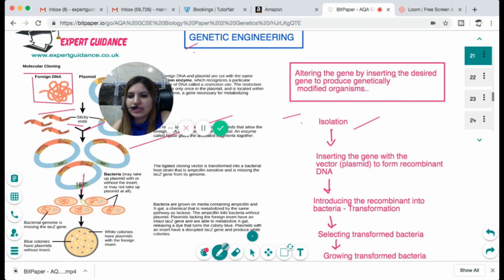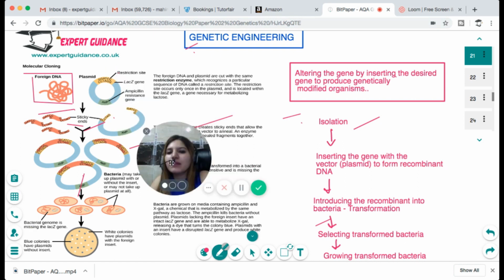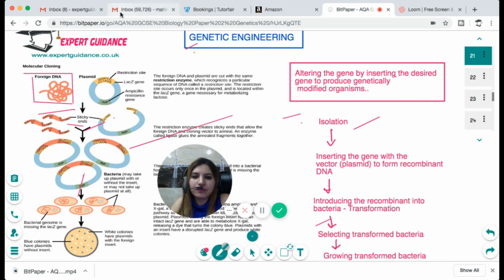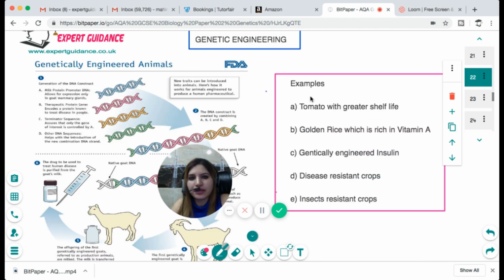Then we insert this recombinant DNA into the bacteria, and that is known as transformation. And then we select the bacteria that has now been transformed with our foreign DNA. We select it and make multiple copies of that particular bacteria. In this way, the bacteria will express the gene that we require. So what are the applications we can have with this genetic engineering? We can make a tomato with a greater shelf life. We can insert the gene for vitamin A in rice and make golden rice, which is rich in vitamin A.